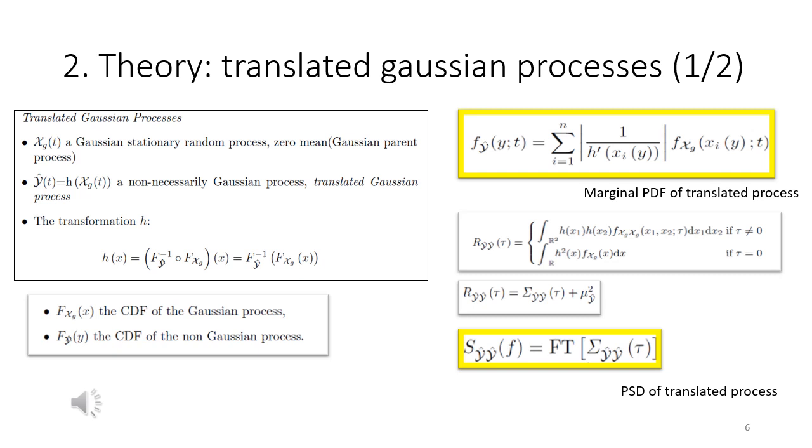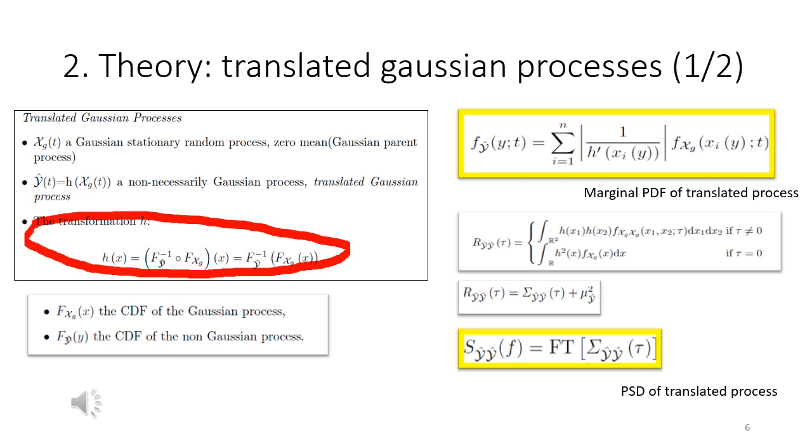Here we present a synthesis of the theory underlying the translated Gaussian processes. The translation of Gaussian processes serves to generate a generally non-Gaussian process from a Gaussian stationary process with zero mean, applying the following transformation. This transformation is defined, as we can see here, by the composition of the CDF of the target translated process and the Gaussian parent process. Here, X sub g is called the Gaussian parent process, and Y hat is the translated Gaussian process.